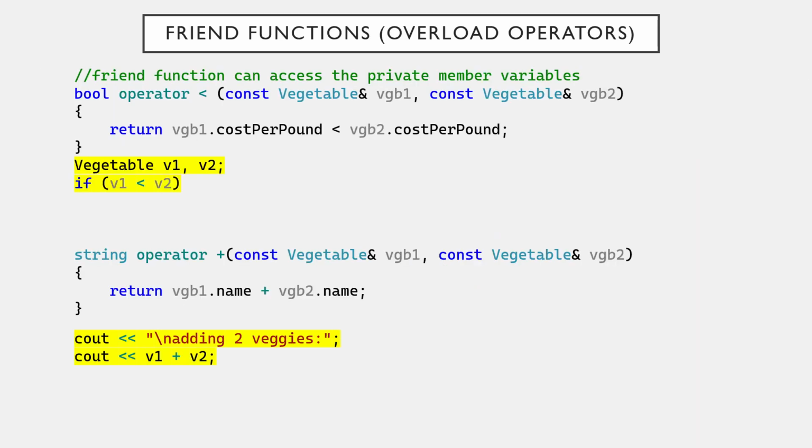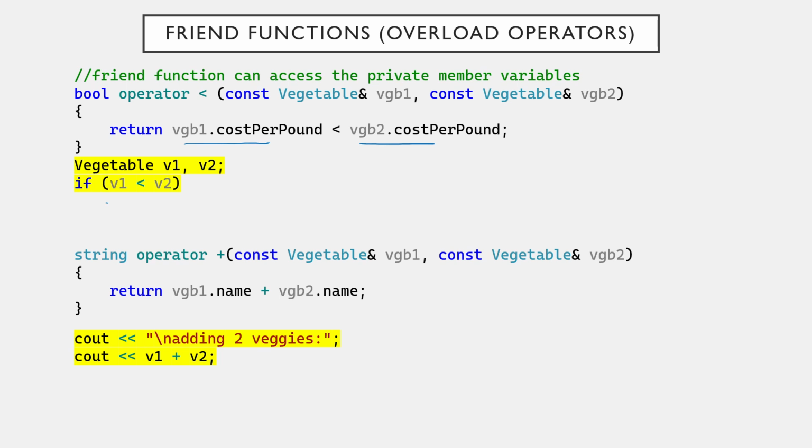So here's how the implementation would look. These are non-member functions. You don't have the word friend here at the beginning. You don't have the scope resolution operator. You're doing two different objects, so because you're doing two different objects, you want to use a non-member function. A friend function can just access the private member variables directly using the dot operator.